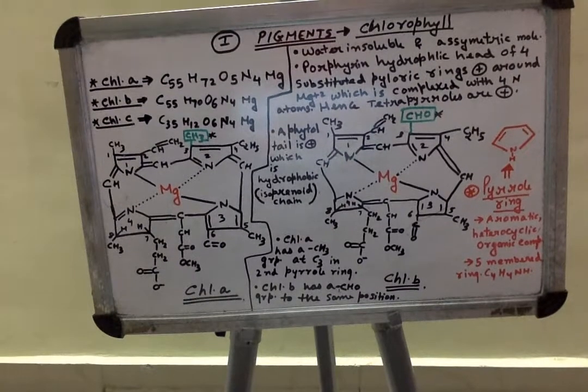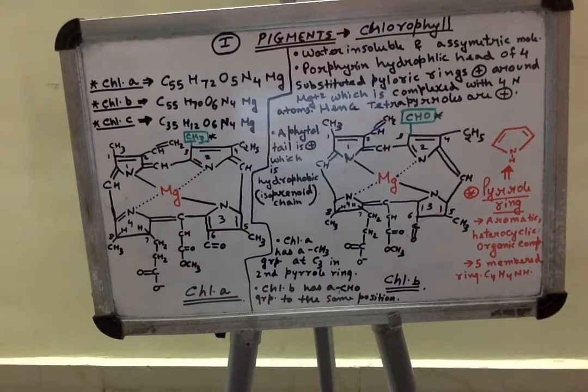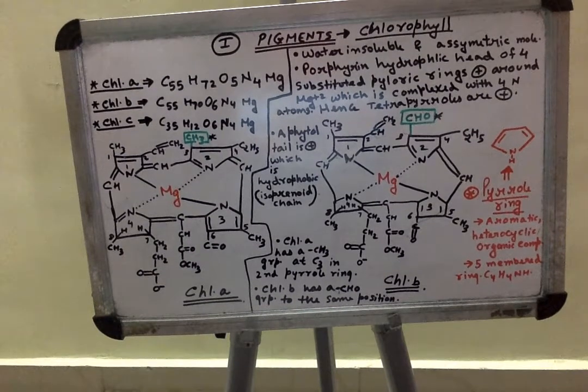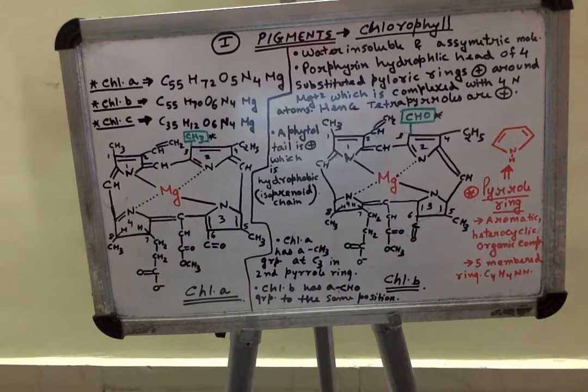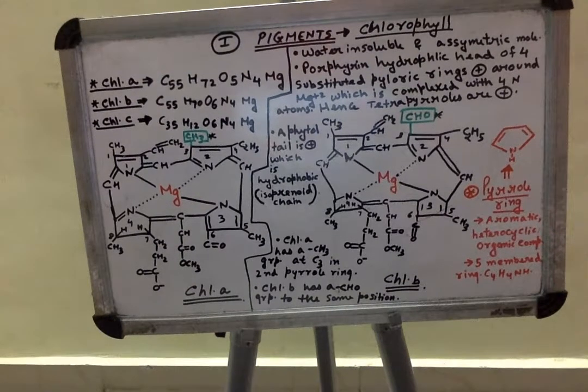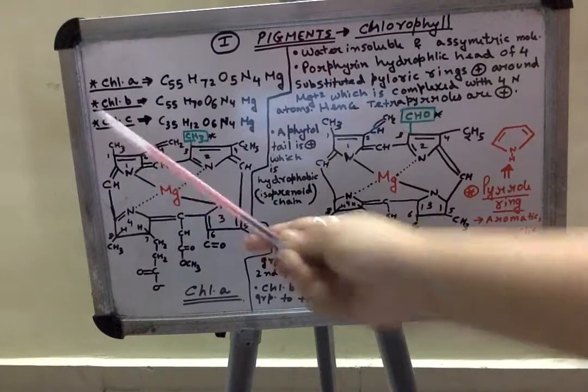Bosons Botany welcomes you all, and today's topic is pigments found in chloroplast, and the first pigment is chlorophyll. There are three main types of chlorophyll, and these are chlorophyll A, B, and C.